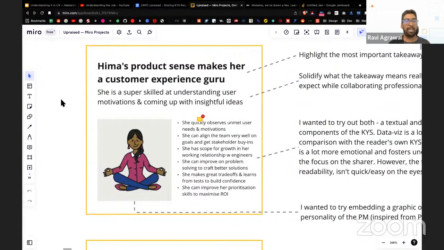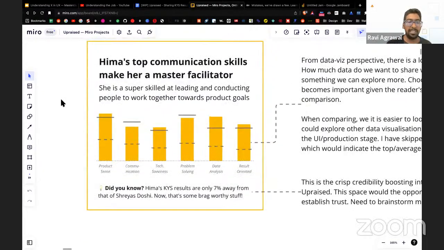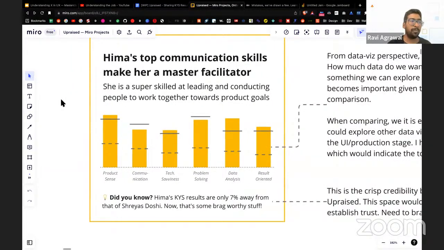Hema's product sense makes her a customer experience guru. She's super skilled at understanding motivation and coming up with insightful ideas. Now, this is much better than looking at something like this. But this gives you a much more detailed understanding of where their strengths lie, what is the average strength, what are their strengths, and so on and so forth.